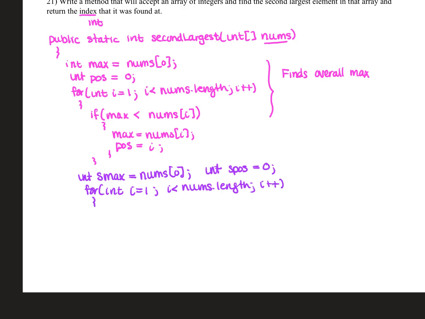So now we got two things to check. We've got to see if it's a new max and it's less than the first max. So we need nums[i] to be less than the overall max, and we want nums[i] to be bigger than the second max.